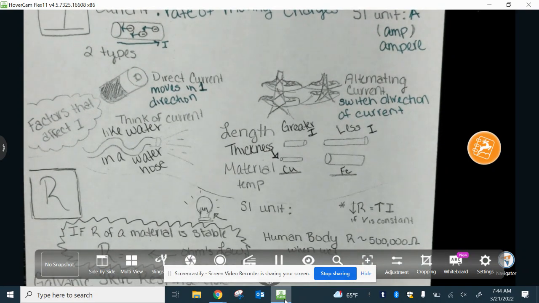We have copper in most of our wiring because it's a really good conductor. Something like iron isn't going to conduct that electricity as well.